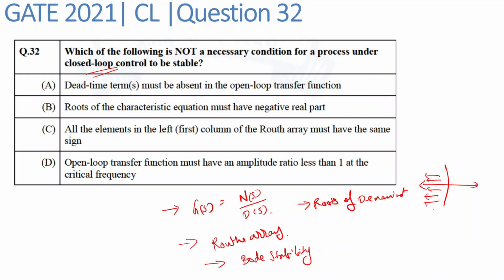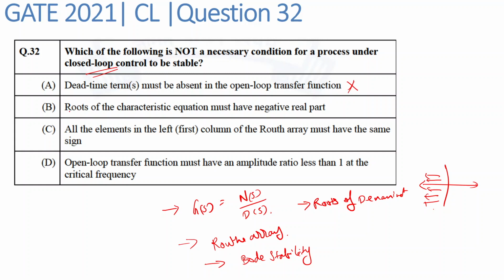The first option states that a time delay term must be present in the open loop transfer function. In each of these criteria we studied, nowhere did we mention the time term present in the open loop transfer system. Even if we have any open loop transfer function, any process, the presence of the time term won't be a necessary or sufficient condition for the closed loop control to be stable. That is, even if this time term is present, the system can be stable. So the given option is incorrect for our scenario. That is, it is not a necessary condition.